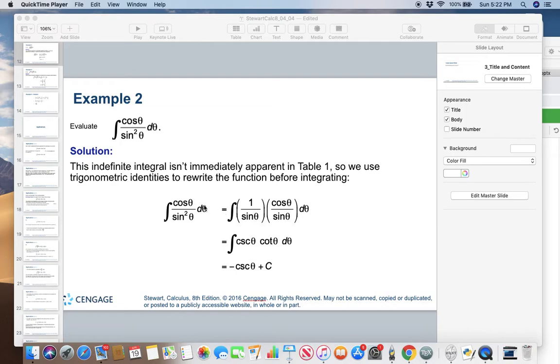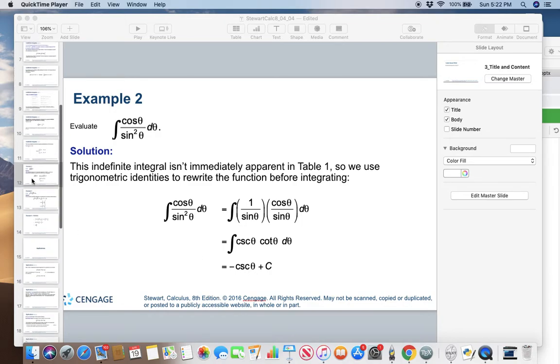Well, cosine theta over sine squared theta, split the sine squared theta as sine theta and a sine theta, yeah? So one of the sine theta goes under 1, the other under cosine. Well, cosine over sine theta is cotangent, 1 over sine theta is cosecant. The integral of cosecant theta cotangent theta is negative cosecant theta. This comes from our table directly.